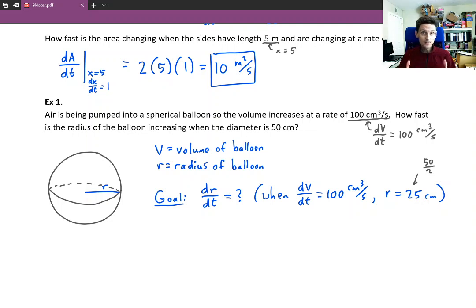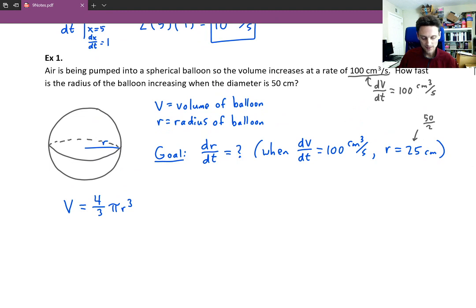And the equation that we want to start with, that has the variable volume and the variable radius in it, is the one that relates the volume of the sphere or the balloon with the radius of the sphere or balloon. And that's just the equation for the volume of a sphere in general. So can you remember what the equation for the volume of a sphere is? If you said 4/3 pi r cubed, then that would be correct.